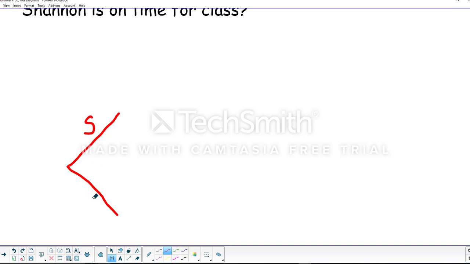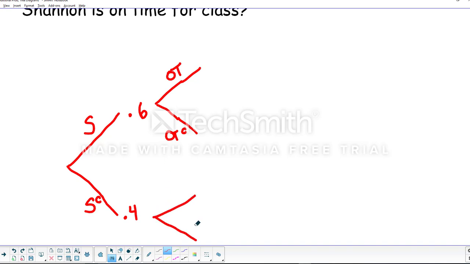So we'll call hitting the snooze S, and then not hitting the snooze S complement. Then we said that the probability that she hits the snooze on any given school day is 0.6. That means that she has a 40% chance, or 0.4 likelihood, of not hitting the snooze. Now, if she hits the snooze, she has two possible outcomes that happen next. She is on time for class, or she is not on time for class. So we'll call that OT for on time and OT complement. And the same thing happens if she hits the snooze, or if she doesn't hit the snooze.